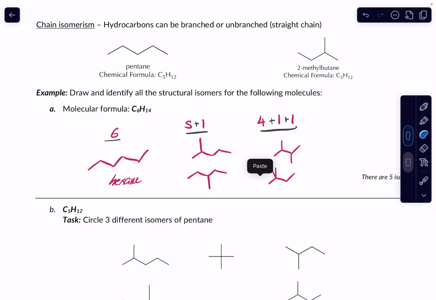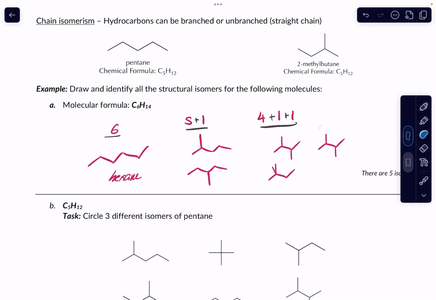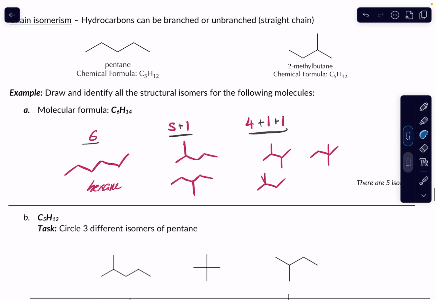Can I do this again? Let's duplicate one more time. Don't worry, I will get less repetitive with this. So I've got the 4-carbon stem, and now I'm going to put 1 here and 1 here. And now you can see this looks completely different to any of the other ones that I've got, but it is not. So do not draw this one out.